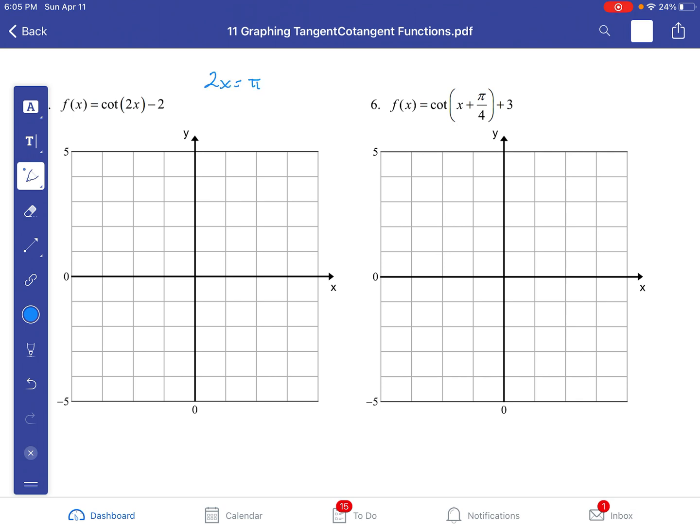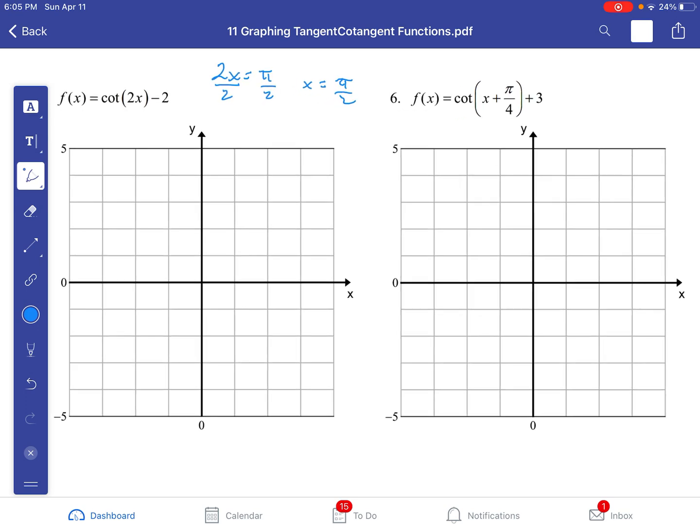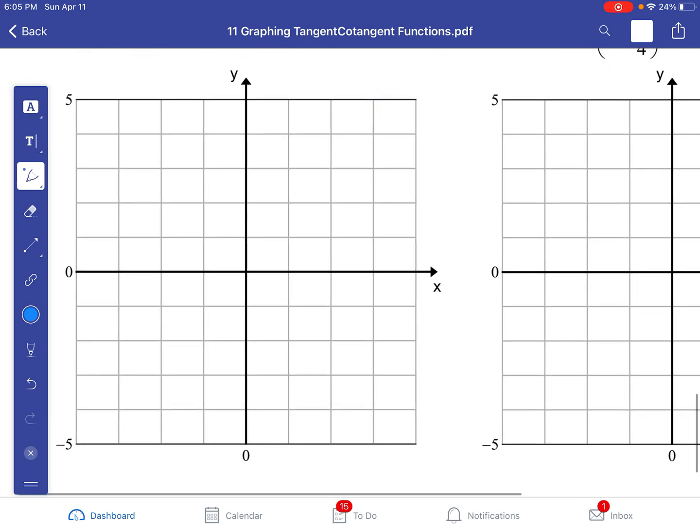So we have 2x is equal to pi, because pi is the period for a cotangent graph. We're going to divide both sides by 2, and we're going to get x is equal to pi over 2. So we're going to have pi over 2 at the end. Pi over 4 is half of pi over 2. Half of that is pi over 8. And 3 times pi over 8 is 3 pi over 8.